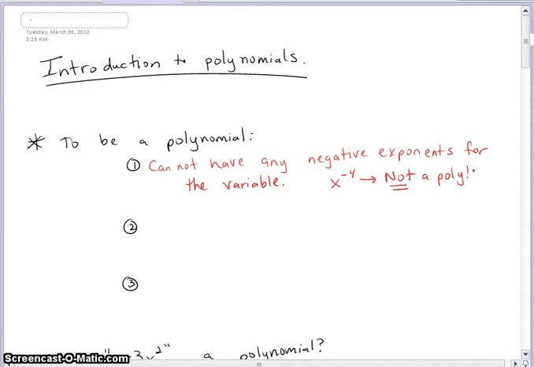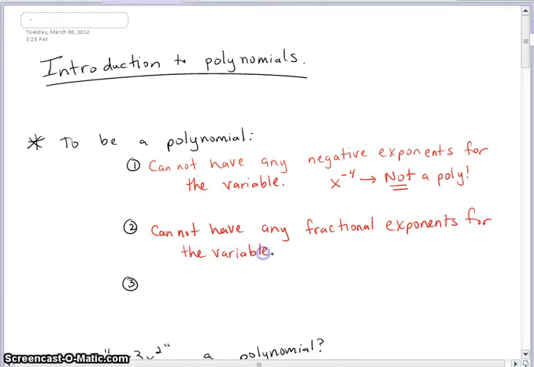Okay? Another thing that can't happen is you cannot have any fractional exponents for the variable. So that means I can't have like x to the 3/2 power. Because what is that? We don't know. That is not a polynomial.